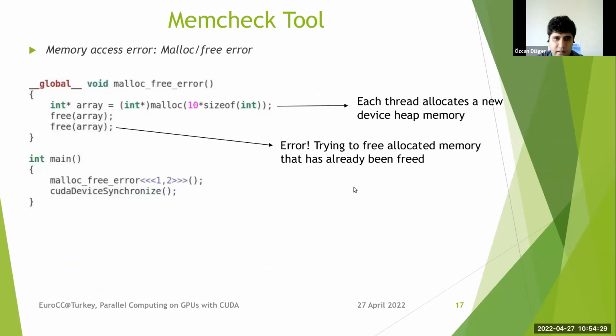And another error type is malloc free error. Here we have a kernel again. We allocate new device heap memory with malloc inside the CUDA kernel, and it has 10 elements here. And we create 2 threads for our kernel. And here we free the array. After freeing the array, we again try to free it. And we will get an error.